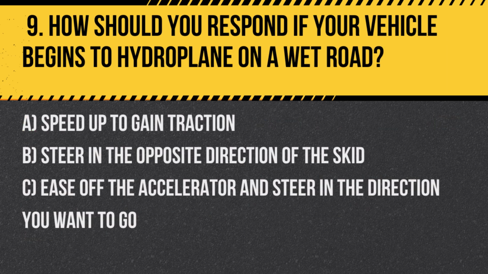Question 9. How should you respond if your vehicle begins to hydroplane on a wet road? A. Speed up to gain traction. B. Steer in the opposite direction of the skid. C. Ease off the accelerator and steer in the direction you want to go. Answer. C. Ease off the accelerator and steer in the direction you want to go. This helps regain control of the vehicle.